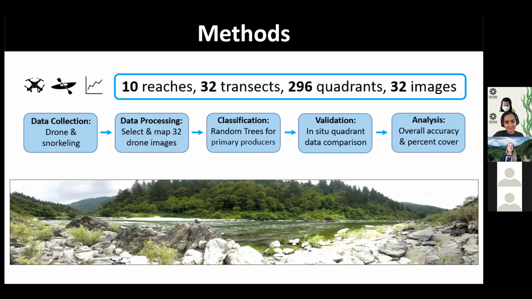And in the end, we selected the best 32 images from our 10 sites. And then I classified the algae and aquatic plants within the drone imagery. And I compared these classifications to the river data that my colleague collected. And then we calculated percent cover of the algae and aquatic plants throughout all of these sites.